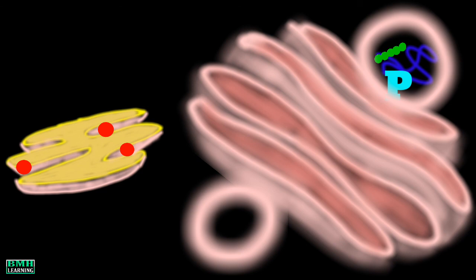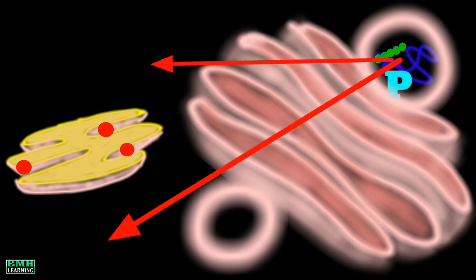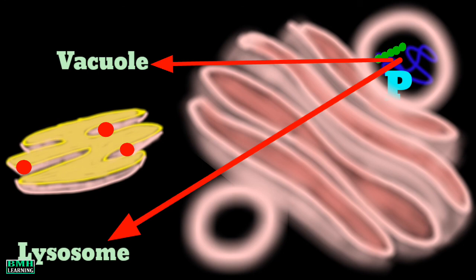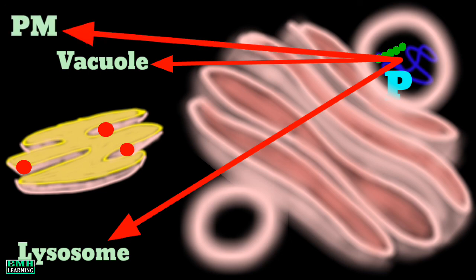Now, some of these vesicles fuse with other parts of the cell and deposit their contents into them, where they will be used, while other secretory vesicles fuse with the plasma membrane and release their contents outside the cell.